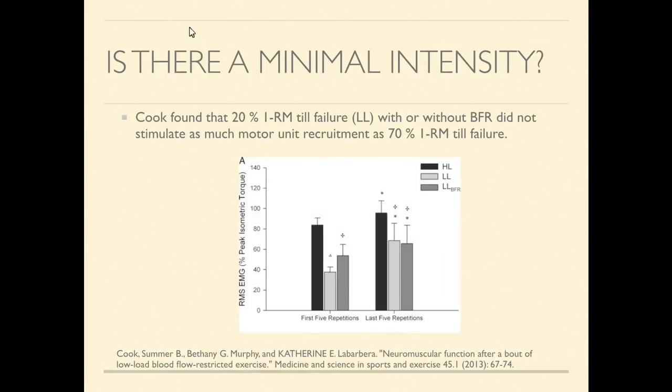So the question now is there a minimal intensity that we need to use? Well, Cook, basically in this study, had a high load group, and you're looking at EMG, a low load group, which is 20% to failure, and a low load group plus blood flow restriction. Notice that the black group, which is the high load, the first 5 repetitions and the last 5 repetitions, had more EMG activity than both the low load and the low load plus blood flow restriction. So 20% 1RM is not enough of a threshold when you're going high volume.